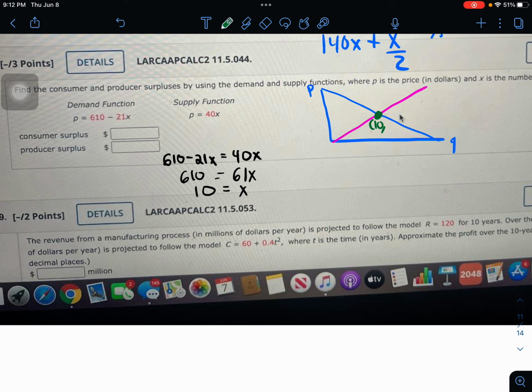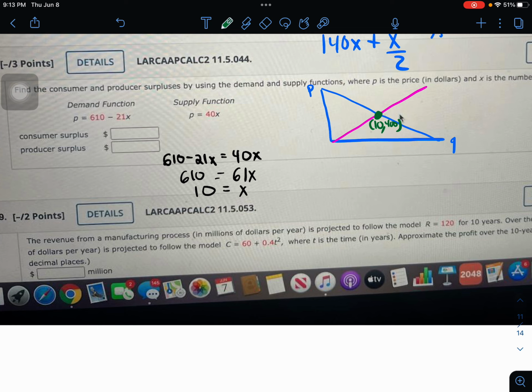And I'm going to plug that 10 into either this or this, get the same answer either way. And that'll give me my equilibrium price. If I put a 10 right here, 10 times 40 is 400. So 400 is my equilibrium price. That's 400. So that's my equilibrium. 10, 400. 10 is my equilibrium quantity. 400 is my equilibrium price.